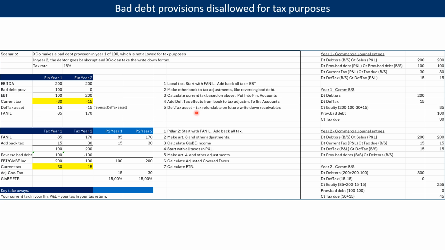And for Pillar 2, you start with the final, you make your Article 3 adjustments to your income to get to your GloBE income, then you start with your taxes and you make your Article 4 adjustments to your adjusted current taxes and deferred taxes, and then you calculate your ETR.